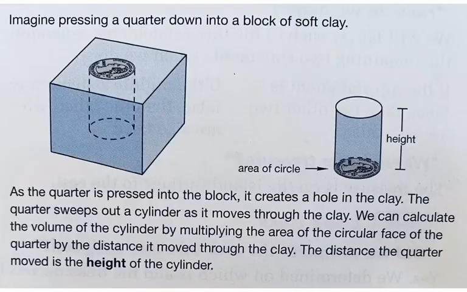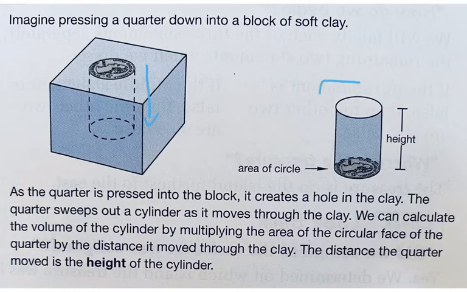Let's get started. I'm looking in the book, on page 626, and they say, imagine pressing a quarter down into a block of soft clay. As the quarter is pressed into the block, it creates a hole in the clay. So imagine this is moving downward, right? And they're creating a hole in the clay. We can calculate the volume of the cylinder that's created.